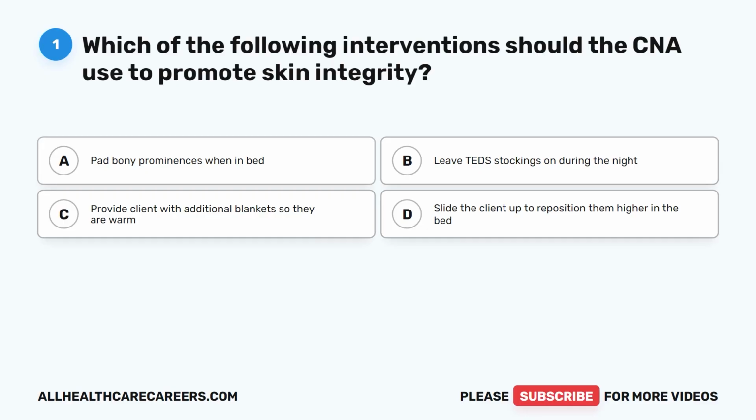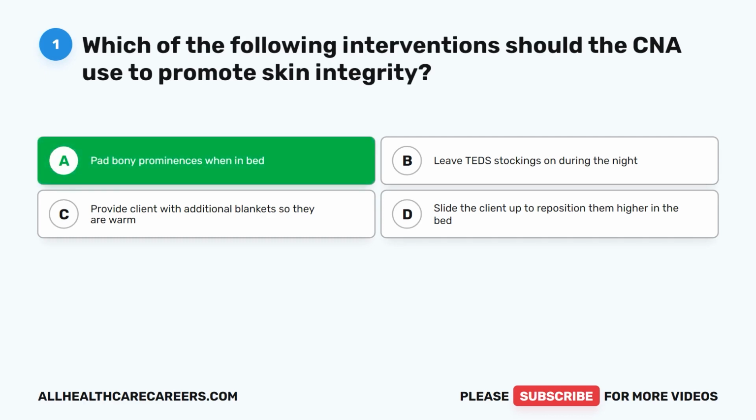Question 1. Which of the following interventions should the CNA use to promote skin integrity? A. Pad bony prominences when in bed. B. Leave TEDS stockings on during the night. C. Provide client with additional blankets so they are warm. D. Slide the client up to reposition them higher in the bed. The correct answer is A. Pad bony prominences when in bed.